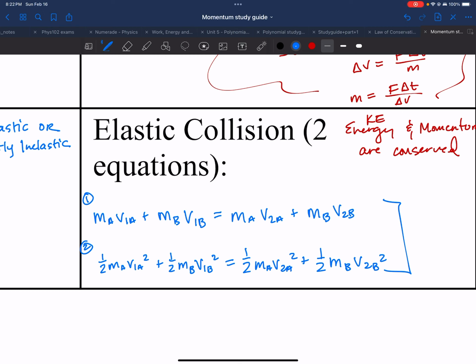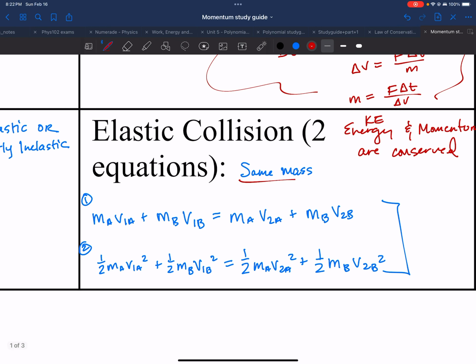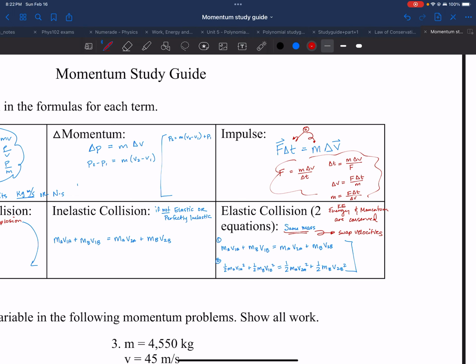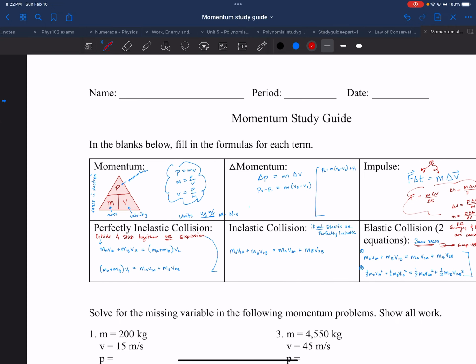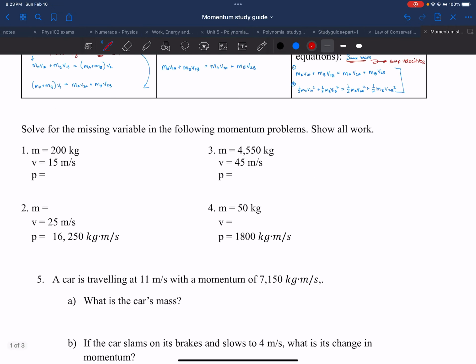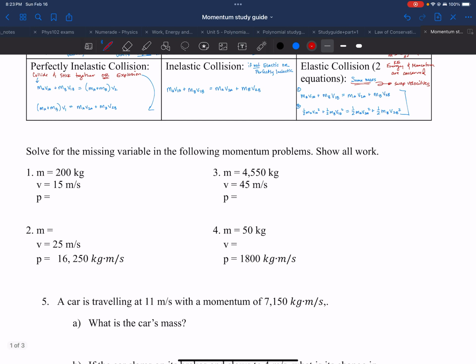The other thing about elastic collisions is if it has the same mass, then what you can do is swap velocities. All right, that is our chart with pretty much everything that you need for the top of the thing, and then we will go on and do problems 1 through 4 in our next one.